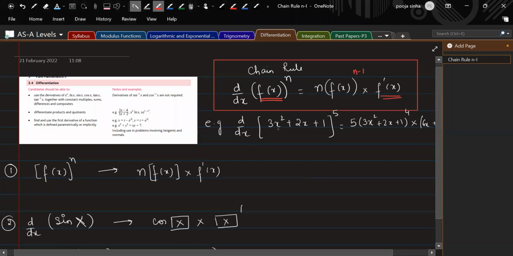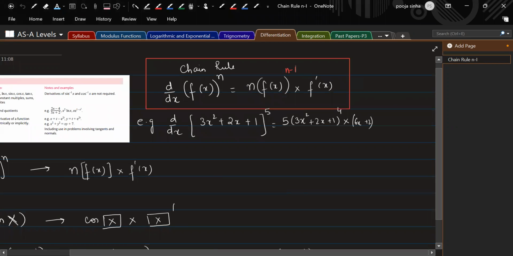So iske liye example hai d by dx of (3x square plus 2x plus 1) raised to power 5. This whole thing is f(x). So first of all, we'll apply the chain rule. Differentiation kaise kar dete? 5 niche aaya, (3x square plus 2x plus 1) raised to power n minus 1, so that is 4. Multiplied by d by dx of this entire thing inside the bracket, this whole function, that is f dash x. So 6x plus 2 se multiply ho jayega. Are you getting my point?